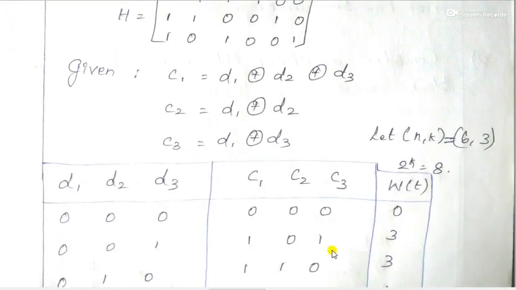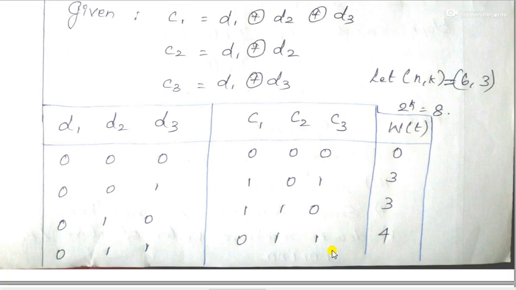What is given in the problem: C1 C2 C3 and D1 D2 D3. D1 D2 D3 are the message bits, and C1 C2 C3 are the check bits, along with the weight of the code vector. Here 2 power K with K equal to 3 gives 8 message vectors, from 000 up to 7. For the first one, all bits are 0, so the weight of C1 C2 C3 is 0, and the weight of the code vector is also 0.